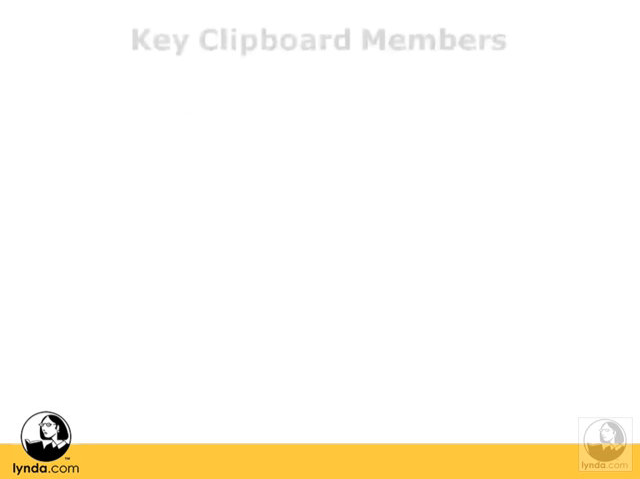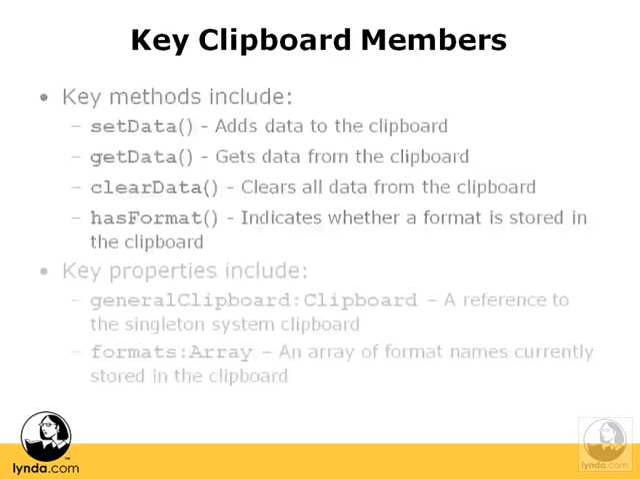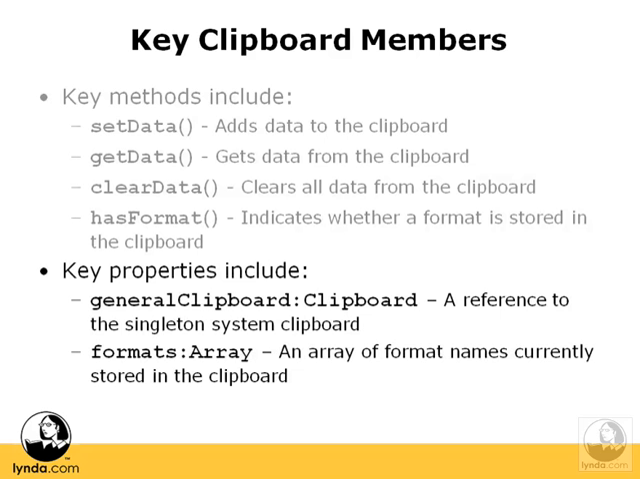Here are the key members of the Clipboard class that you'll use. First, the methods. setData adds data to the clipboard. getData retrieves data from the clipboard. clearData removes all data from the clipboard and should be called prior to adding new data to the clipboard. And the hasFormat method allows you to determine whether data is currently stored in the clipboard associated with a particular format name. The generalClipboard static property, which as I previously described, references the only instance of the Clipboard object, and the formats property, an array, which represents all of the formats currently stored in the clipboard. So those are the pieces of the puzzle.